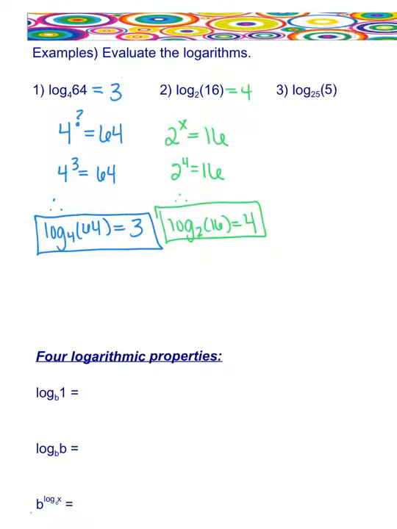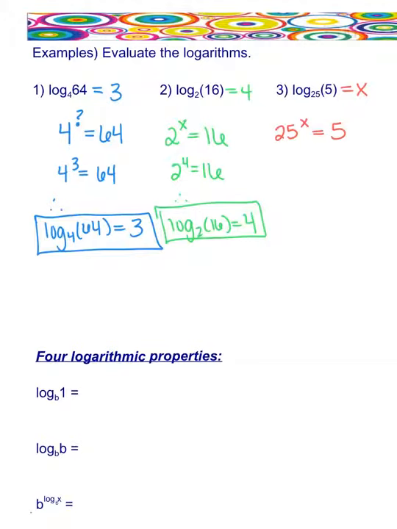Let's take a look at the last one. I have log base 25 of 5 equals what? So we're going to set that equal to an unknown x, and let's translate it. You have 25 raised to what power equals 5? Well, if I were to take 25 raised to the first power, that would be 25. If I were to take 25 squared, I know that's going to be a lot larger when I take 25 times 25. Let's see what that is actually. 25 times 25 is 625.